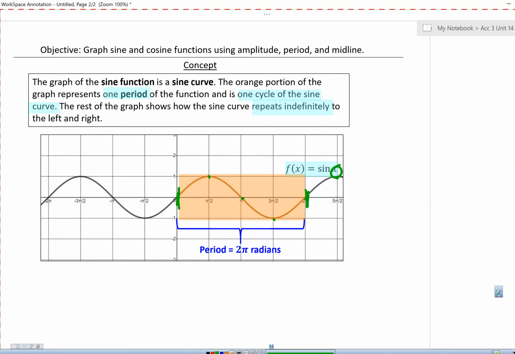Now, it's not only from 0 to 2 pi. I want to point out that we could start, say, at a maximum and end at the next maximum, and the interval here would also be 2 pi radians. We could also start at a minimum and end at the next minimum, and this interval would be 2 pi radians. So that's what we're talking about, from a beginning to an end right before it starts to repeat itself. That is the period of the function.